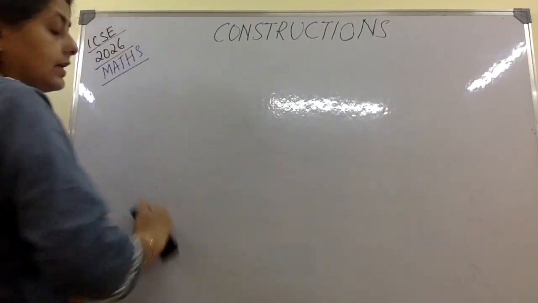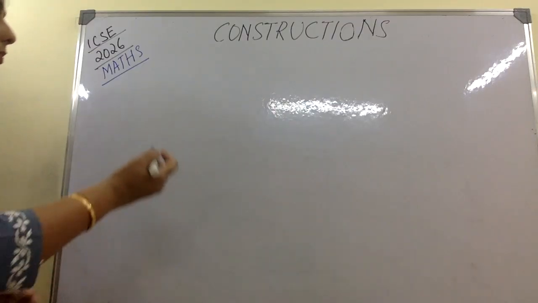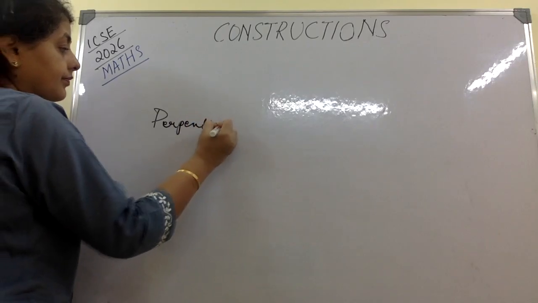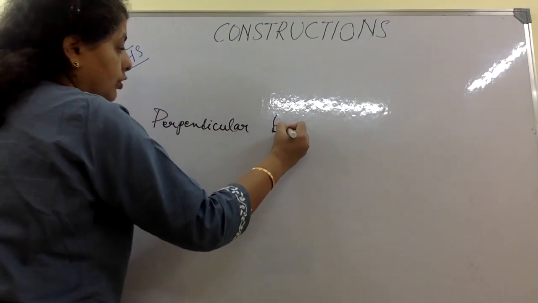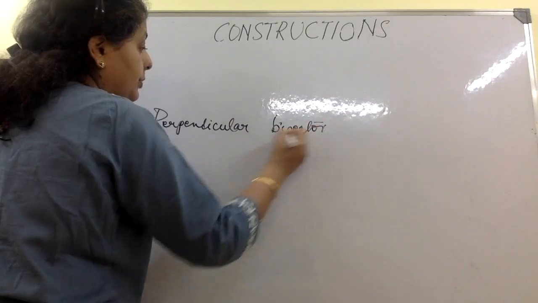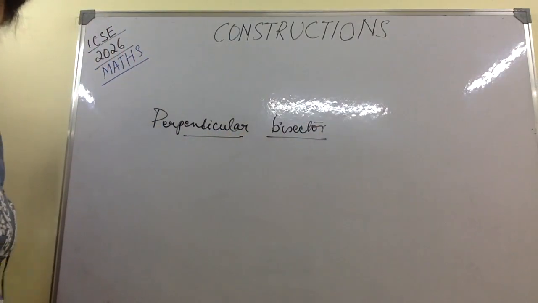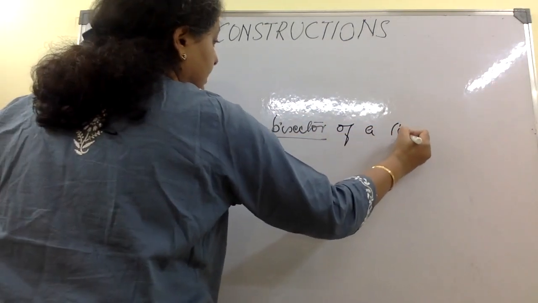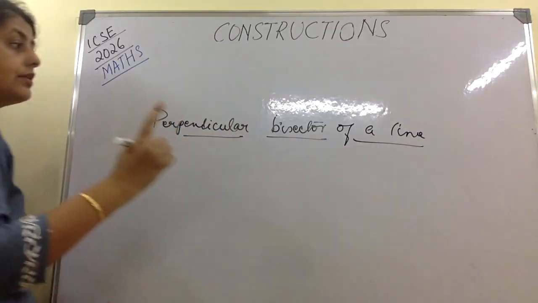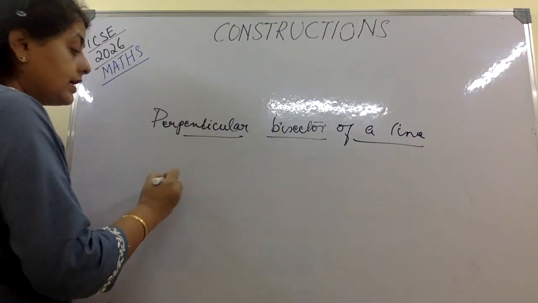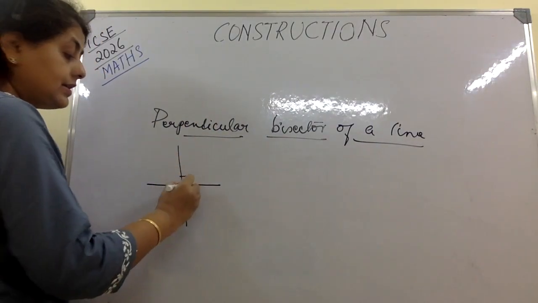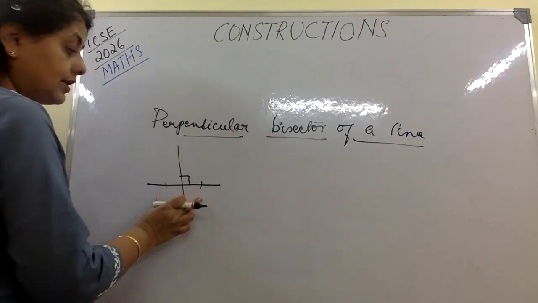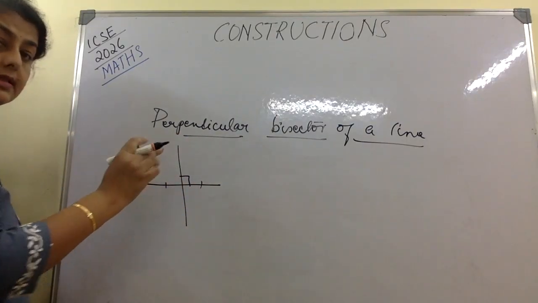Now the next thing that we are going to do is perpendicular bisector of a line. Perpendicular bisector, firstly perpendicular means if you have a line, the other line will be at 90 degrees also and it will cut it into 2 equal parts also. Bisector, cutting it into 2 equal parts, perpendicular, that is it is at 90 degree.